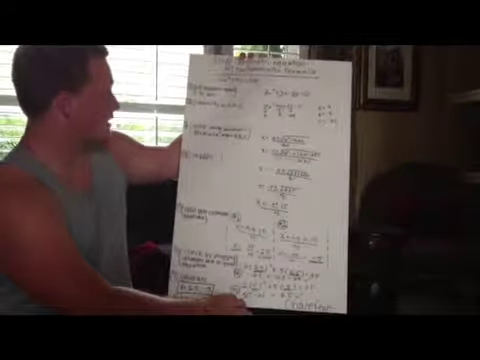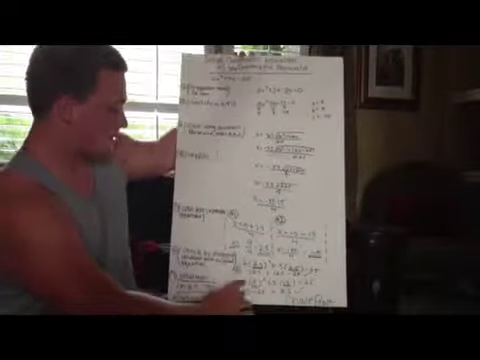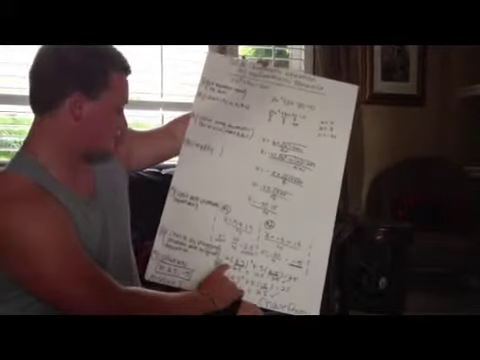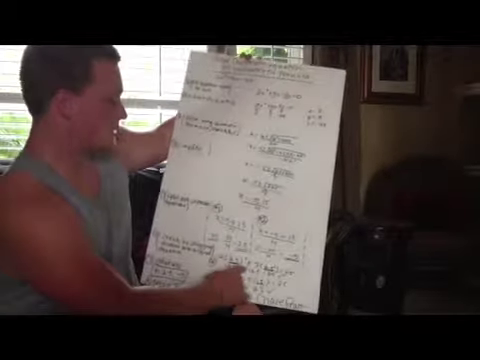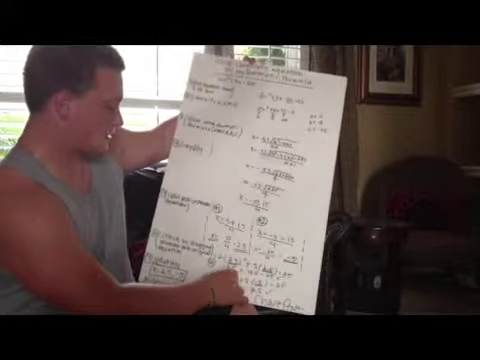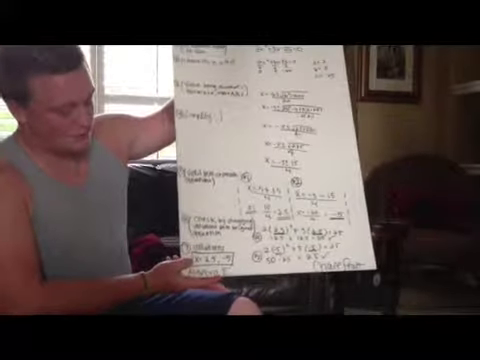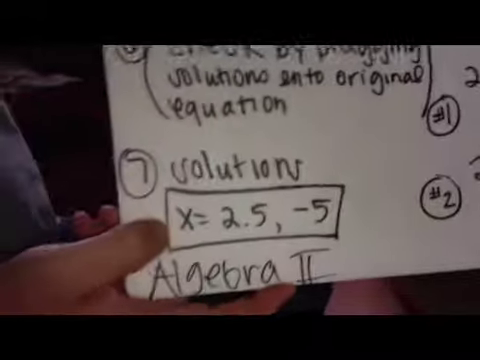And then you're going to want to check that it's right by plugging the solutions back into the original equation. So it's 2 times 2.5 squared plus 5 times 2.5 equals 25, so it checks. And then 2 times negative 5 squared plus 5 times negative 5 also equals 25, so it checks. And the solutions are x equals 2.5 and x equals negative 5.